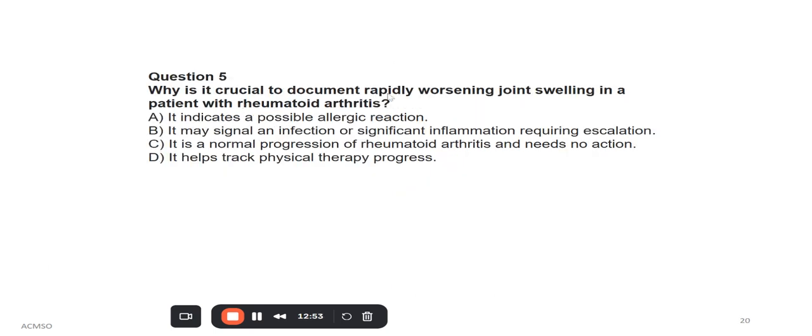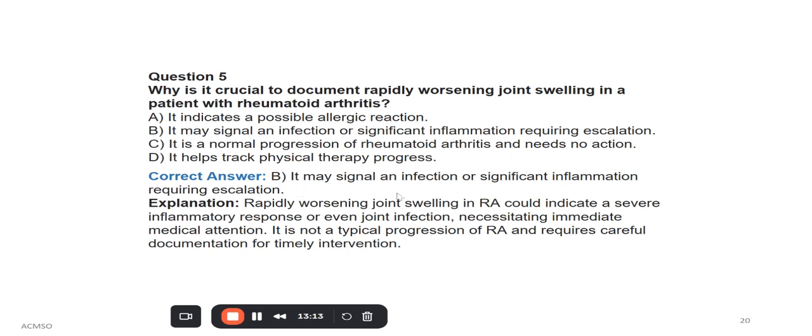It may signal an infection or significant inflammation requiring escalation, as rapidly worsening joint swelling in RA could indicate severe inflammatory disease or even joint infection, necessitating immediate medical attention. It is not a typical progression of RA and requires careful documentation for timely intervention.